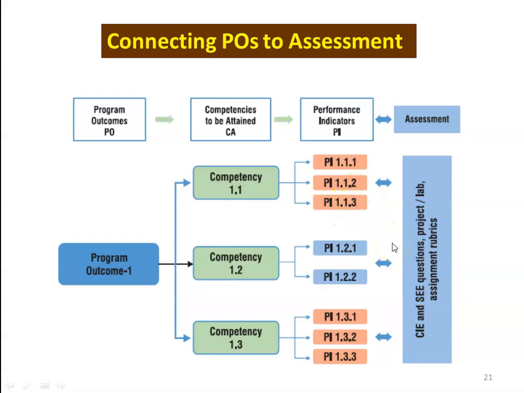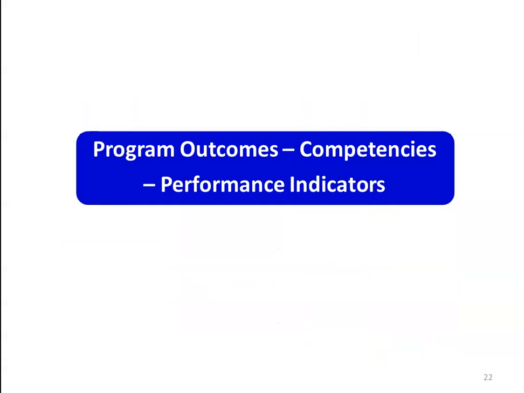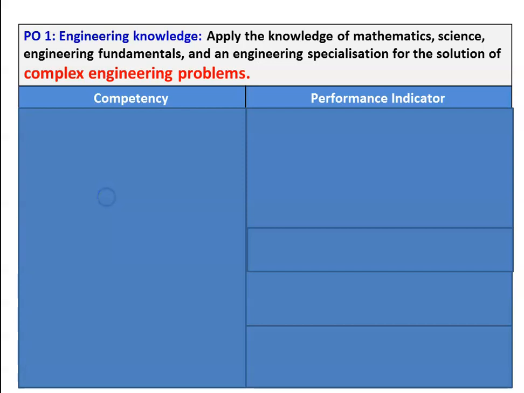Through the examination or the various assessment techniques, we measure only the PIs, performance indicators. Then the performance indicators are connected with the PO. So we measure only performance indicators through the examination, and the result of the performance indicators is connected with the program outcome. This is how we connect the POs with the assessment technique or examination method, through program outcome, competency, and performance indicator.